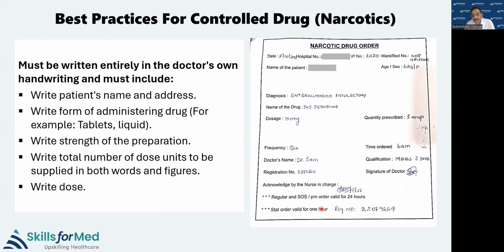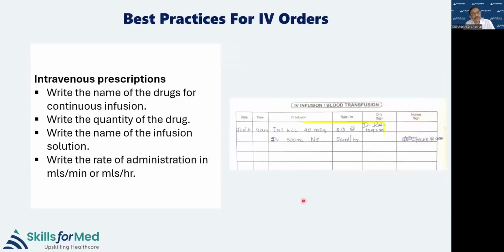Okay, so this order is valid for 1 hour. And the request number is also raised from the pharmacy, so the whole thing is very much controlled because of the misuse potential for these drugs. So IV orders, again, you have to write the name of the drugs and the infusion.